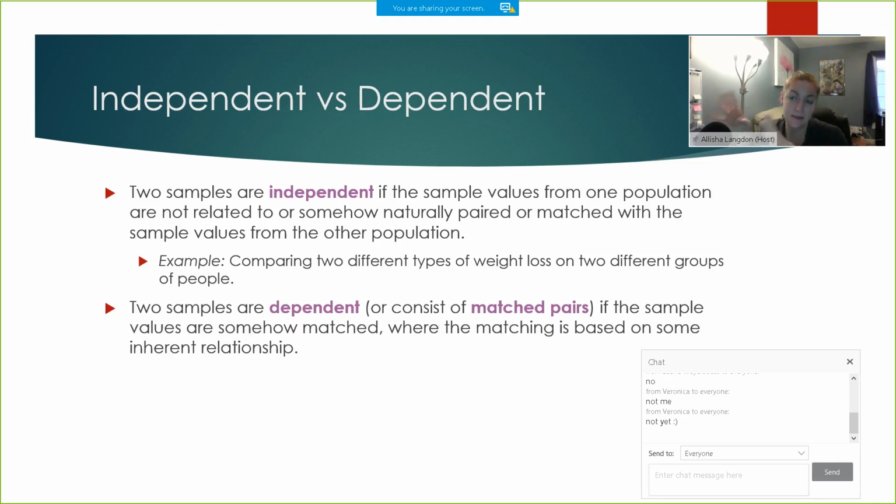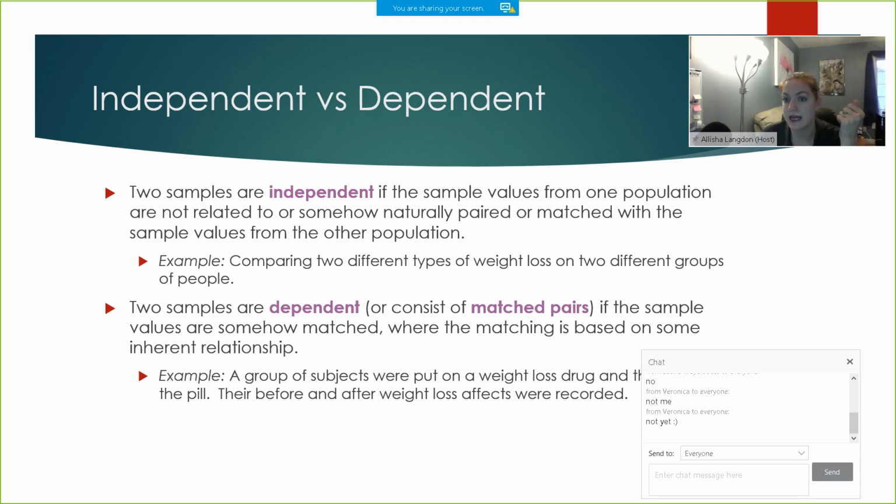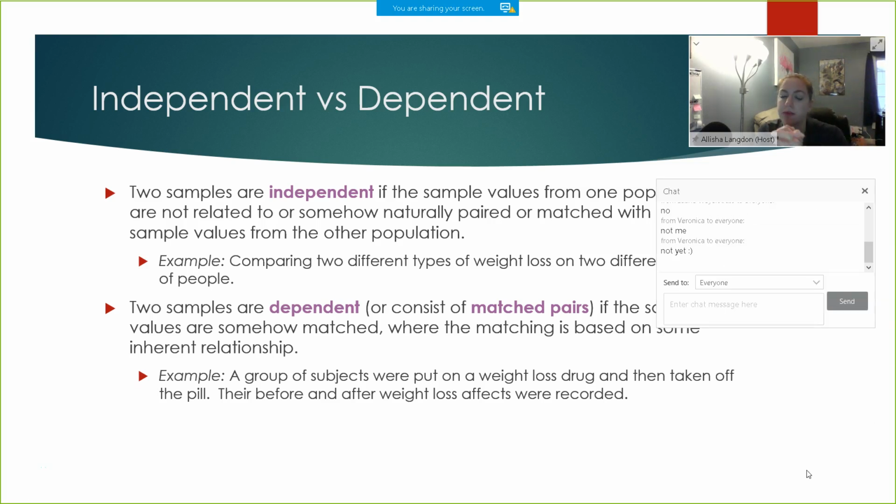Whereas dependent samples are going to be thought of as matched pairs, and essentially they're going to be matched or linked. You're going to have a person and a person linked, going together, based on some relationship. An example would be a group of subjects who were put on a weight loss drug and then taken off the pill, and their before and after weight loss were recorded.